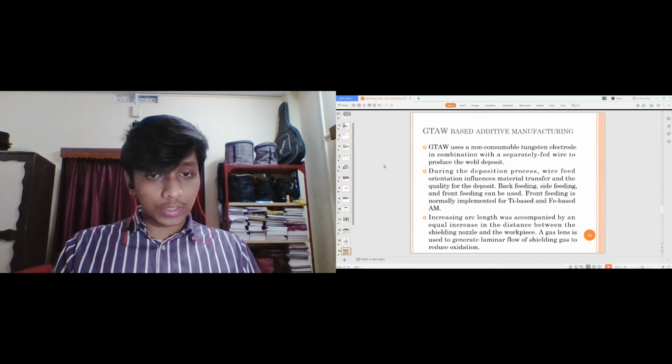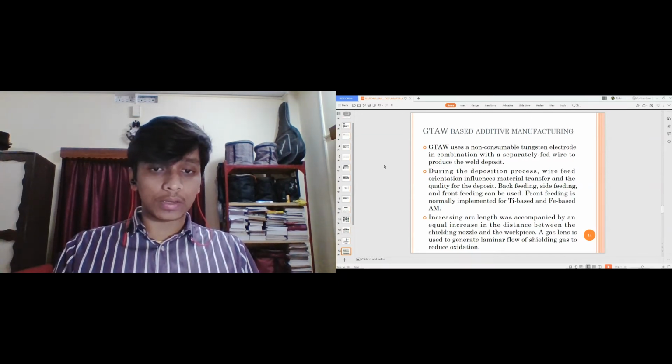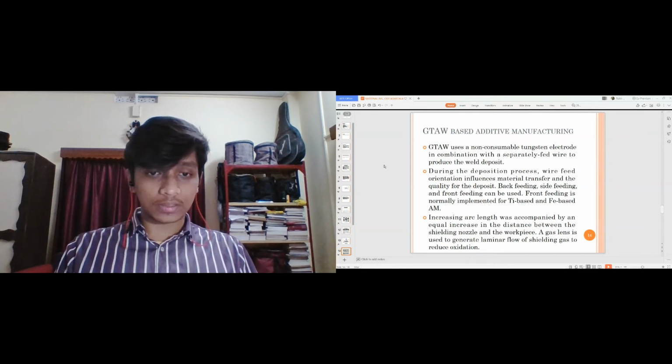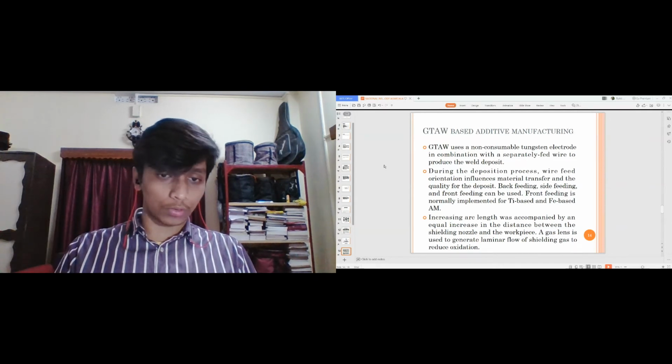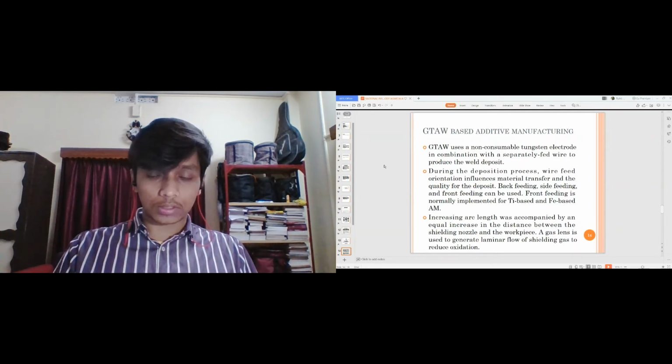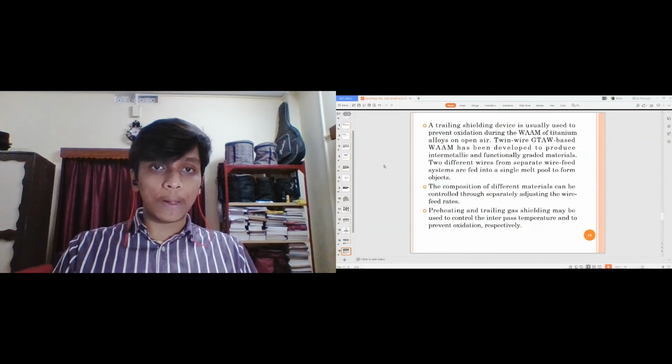And increasing the arc length was accompanied by an equal increase in the distance between the shielding nozzle and the workpiece. A gas lens is used to generate laminar flow of shielding gas to reduce oxidation. Hence, by this process, we can reduce oxidation, therefore reducing the contamination of the tungsten electrode, which in turn helps the shielding process, which is done by the shielding gases, that is argon and helium.